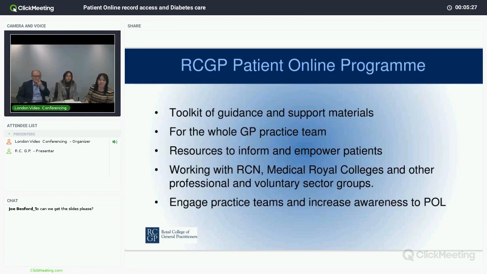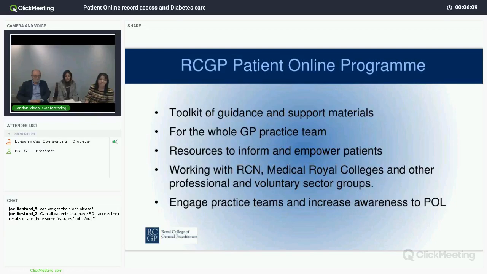So it is a toolkit of guidance and support materials. There is a wealth of knowledge and very good information that you can download on all aspects of this particular toolkit. It's not just for GPs, it's for the whole practice team. There is information to guide admin, staff and nurses down to healthcare assistants. The resources there can inform the team to try and raise awareness of Patient Online, can make them feel confident so that they can speak to patients and have a good understanding and engage with patients to promote this toolkit. There's also information that can empower patients.